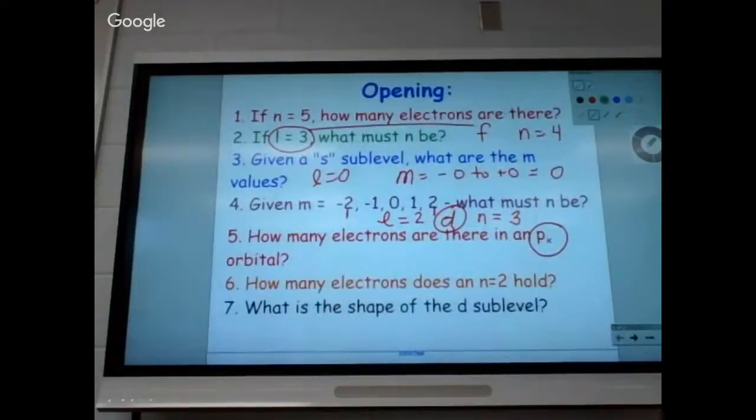All right. How many electrons can n equals 2 hold? That's just like question 1. You can do 2n squared, or you can add up the sublevels. And what's the shape of the D sublevel? You can say 4 loop. So you can use 2n squared on either. What is the shape of F? Flower. It's getting a little clearer.